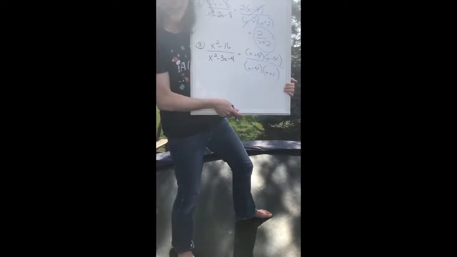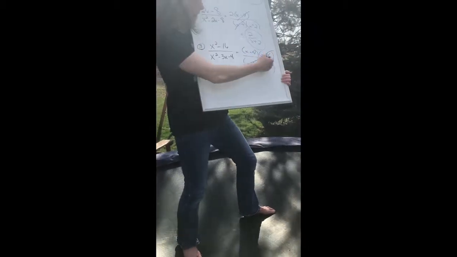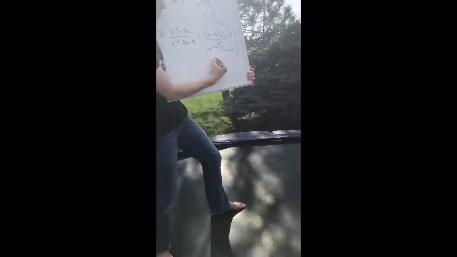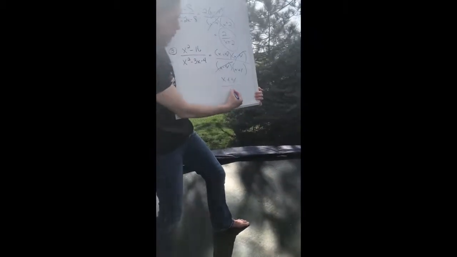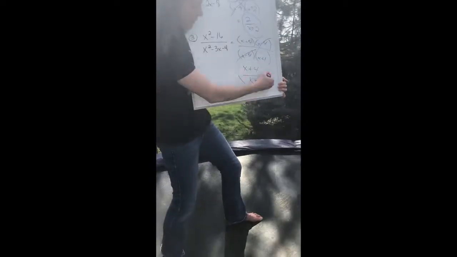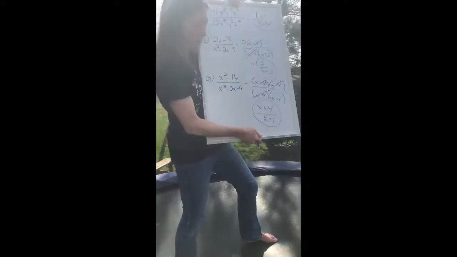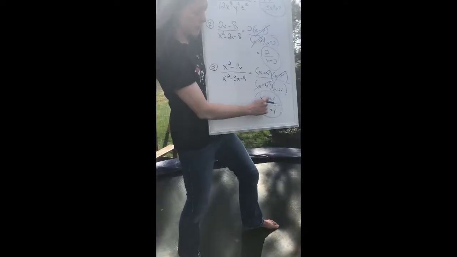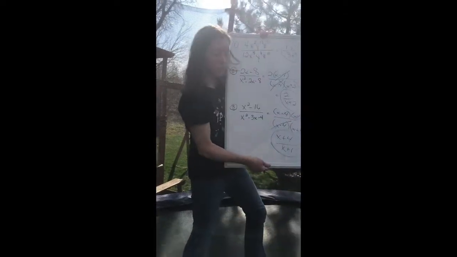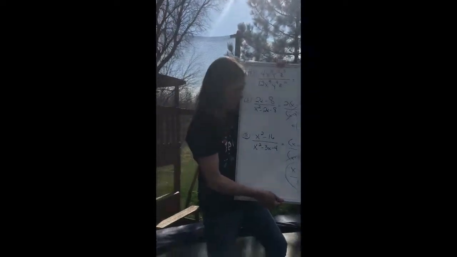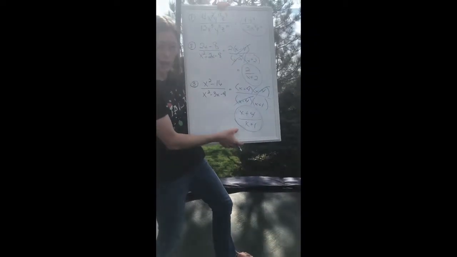And check this out, guys. We've got an x minus 4 and an x minus 4, so they cross out. You get x plus 4 over x plus 1. That's our final answer. Again, we can't cross out the 2 x's because there's a plus sign between those. So this is our final answer: x plus 4 over x plus 1.